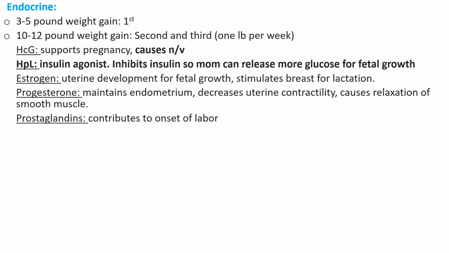Really going into hormones here with endocrine: HCG is our pregnancy-supporting hormone. This is the one that's causing our nausea and vomiting. HPL is the lactation one. It's an insulin antagonist, which is going to inhibit our insulin so mom can release more glucose for fetal growth. Estrogen: uterine development for fetal growth, stimulates breasts for lactation. Progesterone: maintaining the endometrium. This is going to lower our uterine contractility, causing relaxation of the smooth muscle. And then our prostaglandins contribute to the onset of labor. So with HPL and diabetes, it's important to think about the effects this can have.